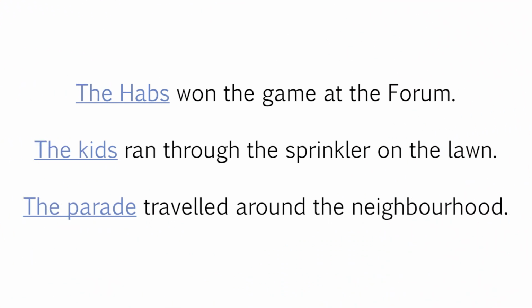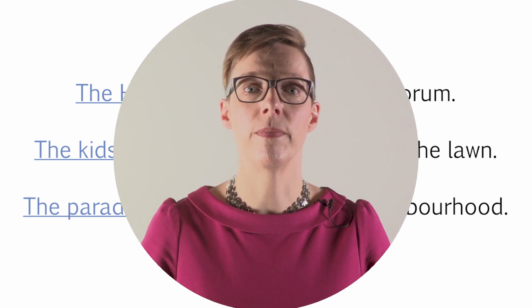Many languages have special morphology to indicate the location of an event, like in these sentences. The Habs won the game at the Forum. The kids ran through the sprinkler on the lawn. The parade traveled around the neighborhood. The noun phrases the Forum, the lawn, and the neighborhood all have the thematic role of location. So we've got labels like cause, instrument, and location to describe some of the roles that inanimate participants typically have in events. I want to return to animate participants to look at one more important role.